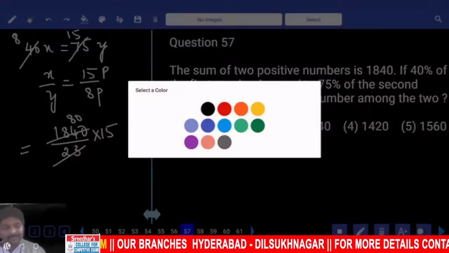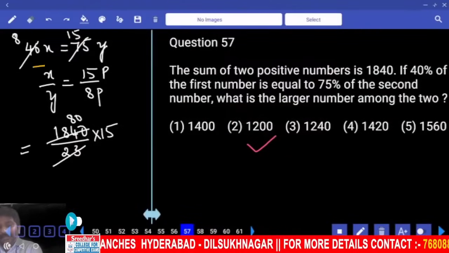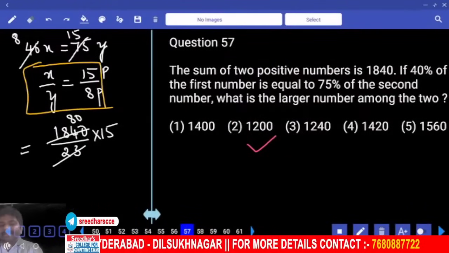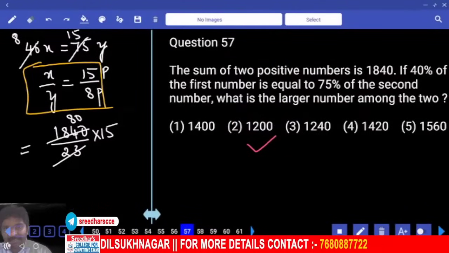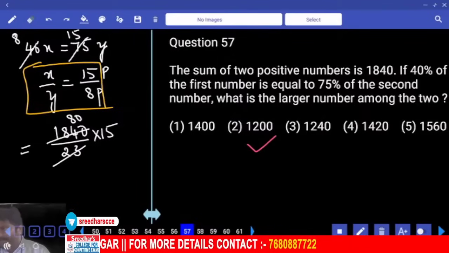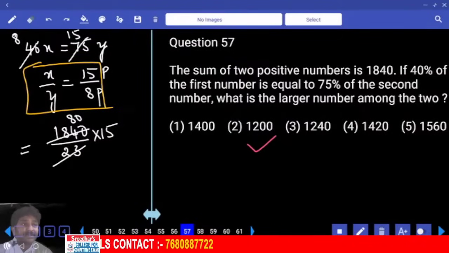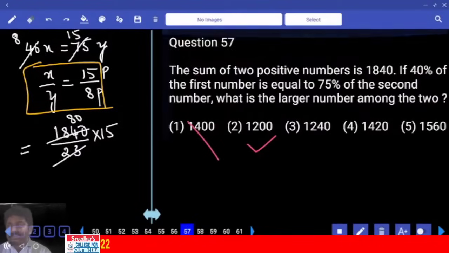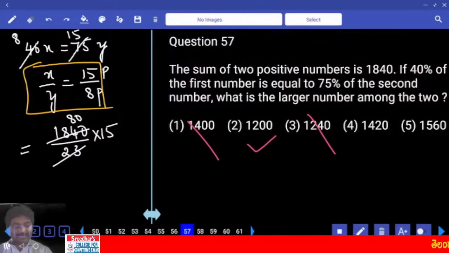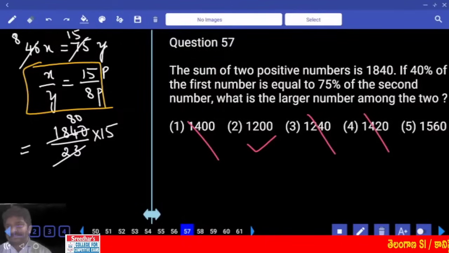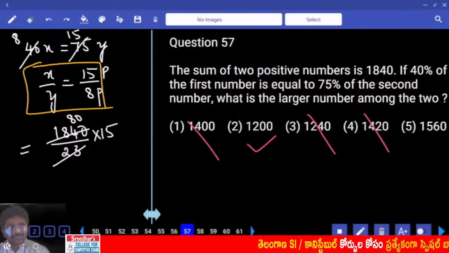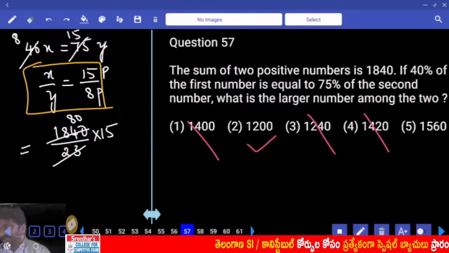See, first of all, before going to this simplification, after getting x by y is equal to 15 by 8, the larger number is the first number, which is 15 parts. Correct? Answer must be a 15 multiple. So it should be a 3 multiple. First eliminated, second can be your answer, third eliminated, fourth eliminated, fifth is there. Two options are there. If there is only one 15 multiple available, we are done with the answer. But two options are there, so third step is needed.